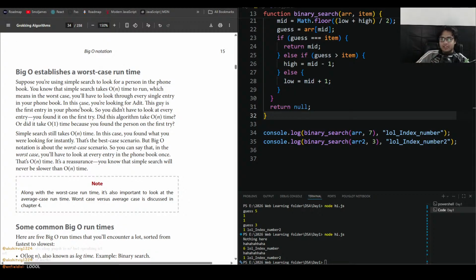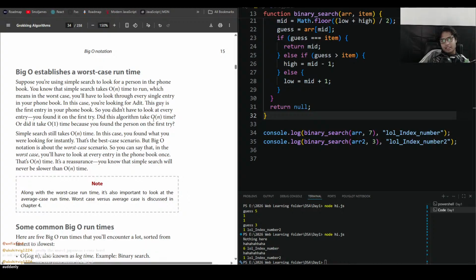Big O establishes a worst case runtime. Suppose you are using a simple search to look for a person in the phone book. You know that a simple search takes O(n) time to run, which means in the worst case you'll have to look through every single entry in the phone book. In this case, you are looking for Adit. This guy is the first entry in the phone book, so you didn't have to look at every entry. You found it on the first try.